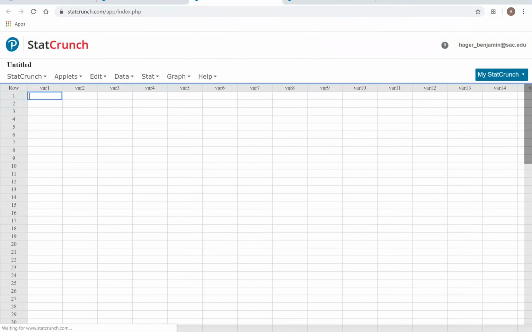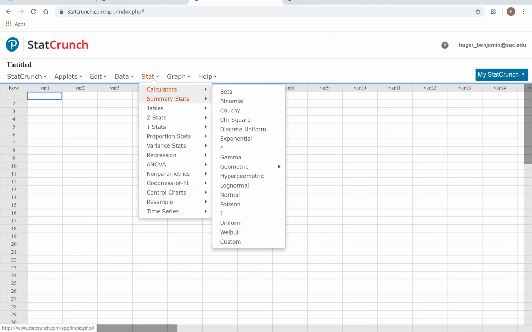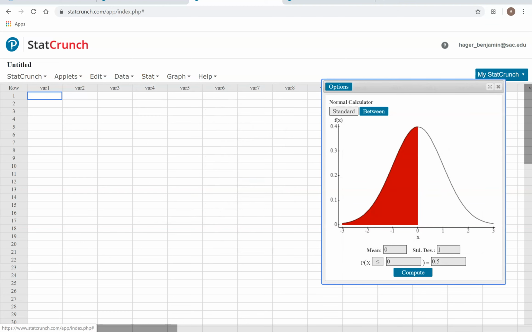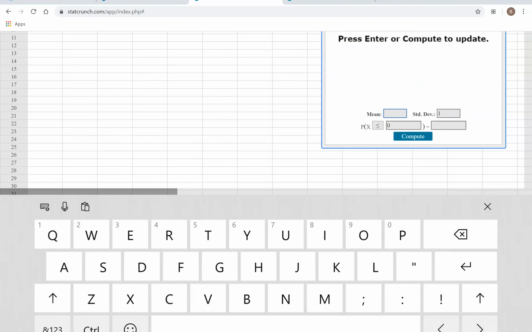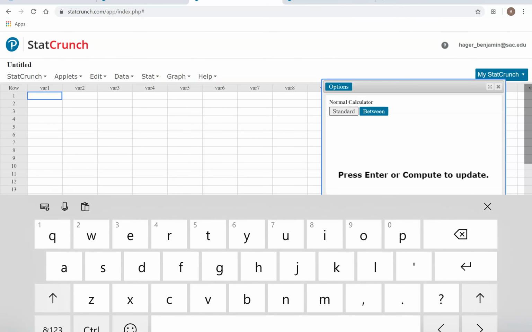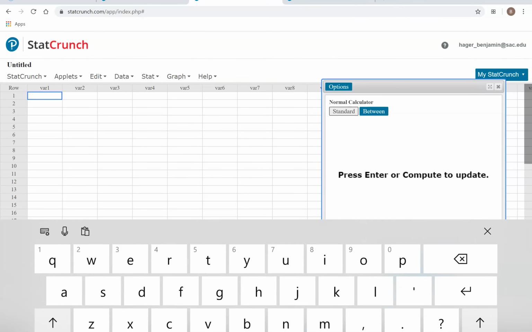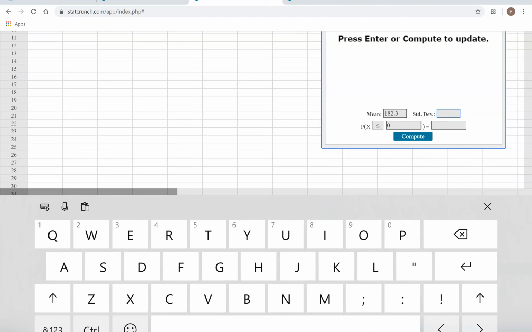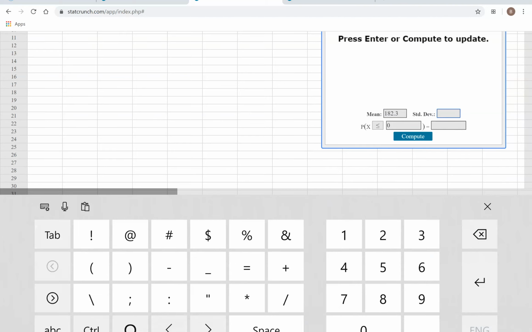Try it this way. Let me go to Stat Calculator. Again, I want a normal one. Here, the mean for my distribution of sample means is the same as the population mean, and the standard deviation is not the same as the population standard deviation. Remember, that was the population standard deviation times 1 over the square root of our sample size, so that came out to 10.95.